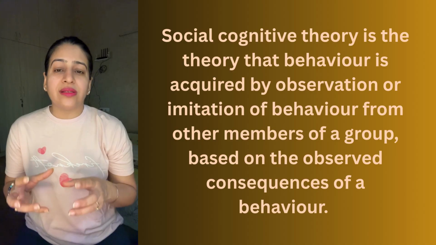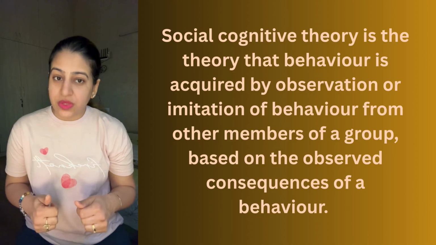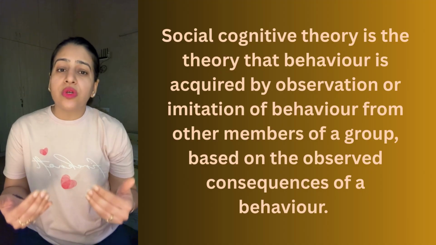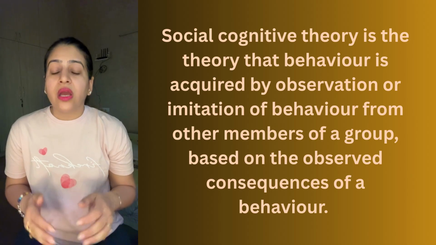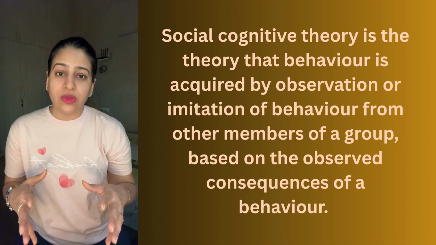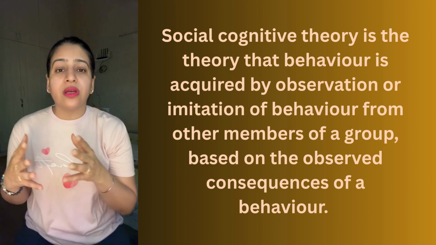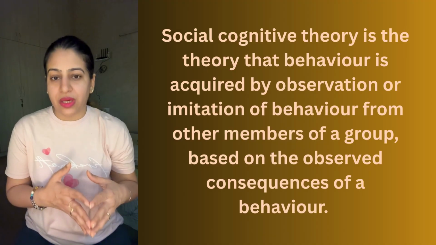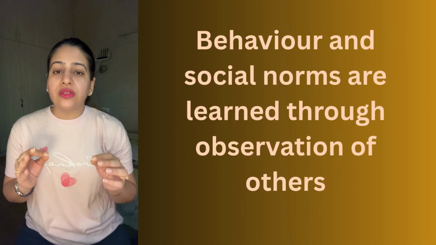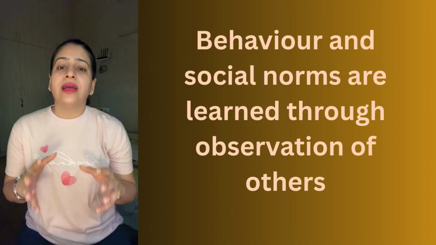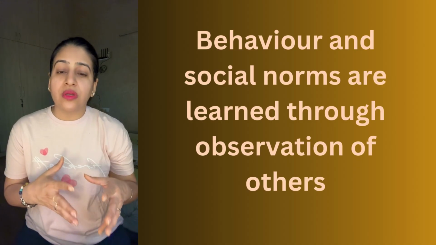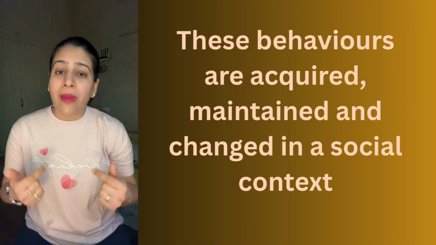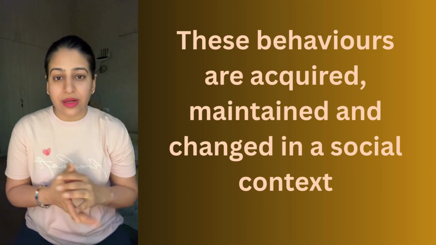Social cognitive theory is the theory that behavior is acquired by observation or imitation of behavior from other members of a group based on the observed consequences of a behavior. Now, an expanded definition also includes interactions in a social context between the individual and social environment and the individual's past and present behavior. The core ideas of social cognitive theory are that behavior and social norms are learned through observation of others. These behaviors are acquired, maintained, and changed in a social context.